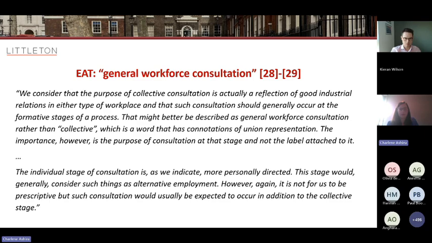And this is the key point. The individual stage of consultation is, as we indicate, more personally directed. This stage would generally consider such things as alternative employment. However, again, it is not for us to be prescriptive, but such consultation would usually be expected to occur in addition to the collective stage.